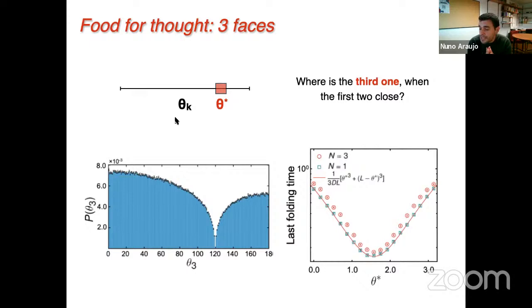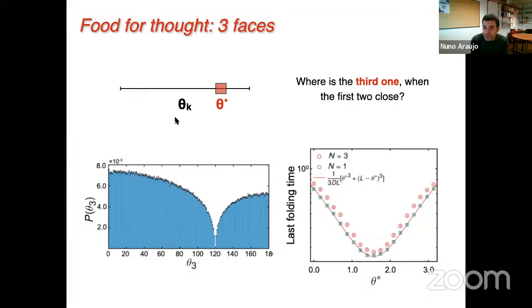Even for the case of three faces, we have not yet come up with a closed form equation for the total folding time. And one of the problems we have is related to this. Imagine that you start with three faces. So what we have is three random walks, and you can in principle calculate the time it takes for the first two to close. But once you have that, what you need to compute is the time it takes for the third one to meet these first two. And as I said, this is a 1D first passage process.